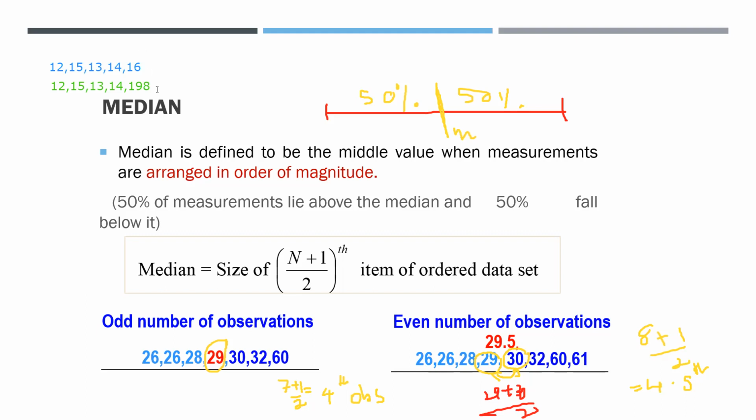But if you have this kind of observations, right? Is it okay to use the mean?